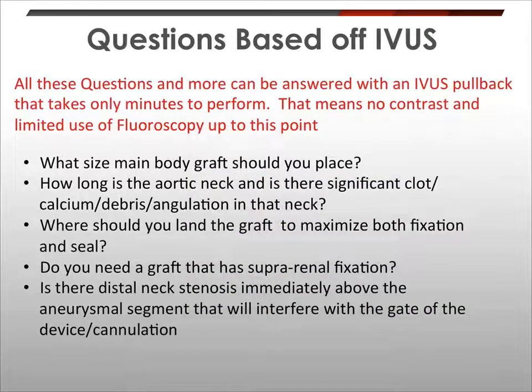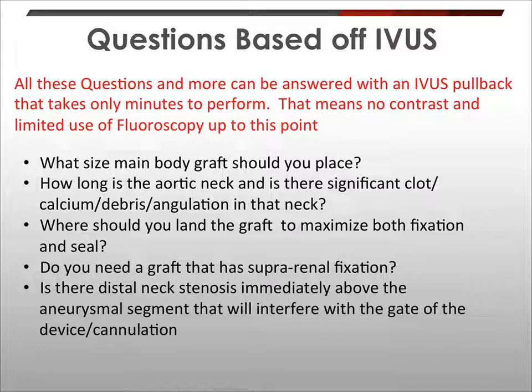So all of these questions listed here I can answer with intravascular ultrasound pullback, which takes only a couple of minutes to perform. I have not used any contrast and I've only done a couple of spot fluoros at that point. The Volcano IVUS tells me that I need to use a 28 main body graft, that I have about a 2 centimeter neck, that there isn't a lot of clot or calcium or debris there, nor is there a lot of angulation. So it looks like a fairly straightforward neck. I should land it essentially right at the takeoff of the renal arteries.